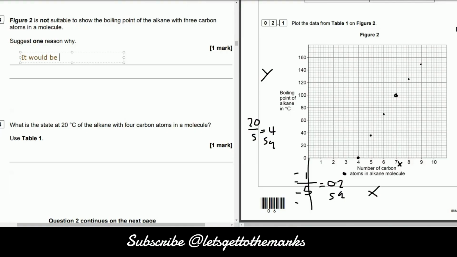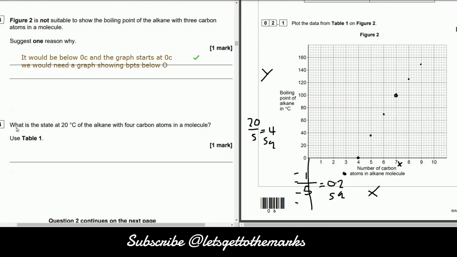It would be below 0 degrees and the graph starts at 0 degrees. We would need a graph showing boiling points below 0. So it's not suitable because it doesn't have boiling points below 0. I've longed that answer out. You don't need to write all of that, but you get the idea there.